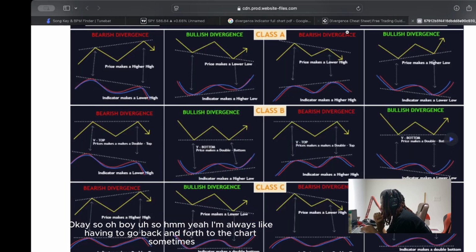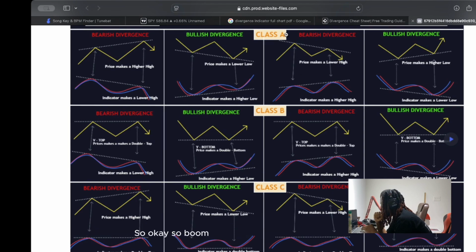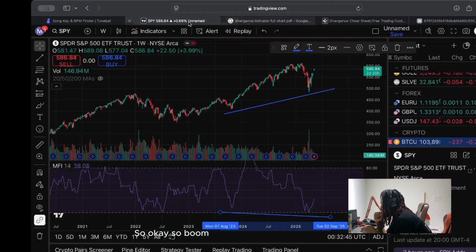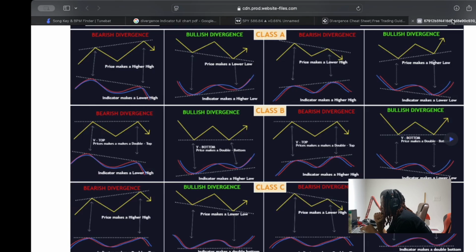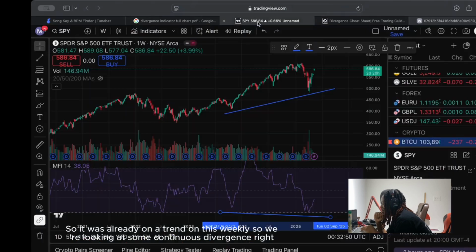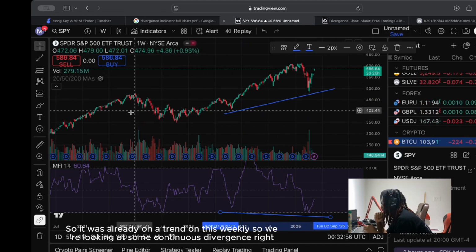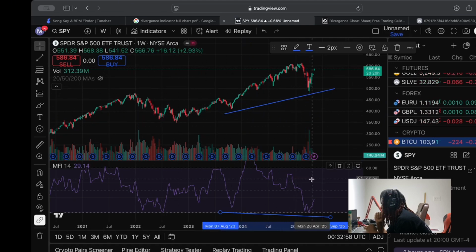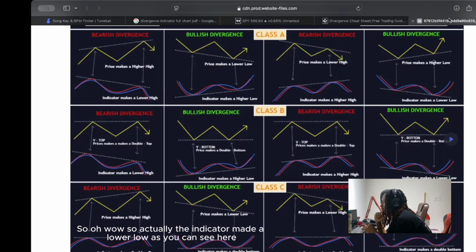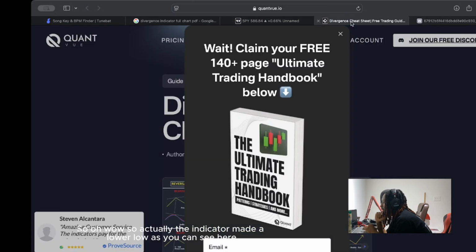Yeah, I'm always having to go back and forth to the chart sometimes. Okay, so boom. It was already on an uptrend on this weekly, so we're looking at some continuous divergence, right?